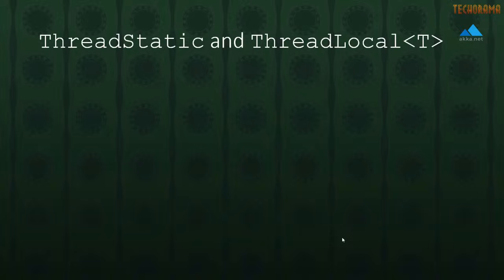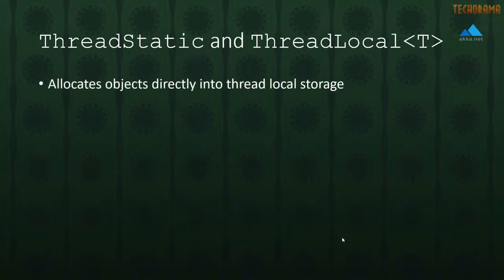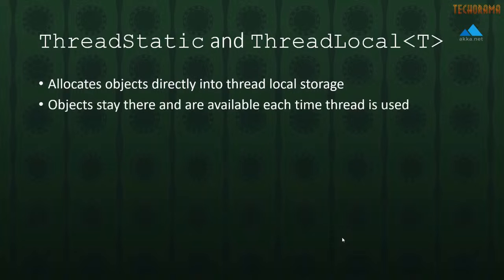The first thing we should talk a little bit about is thread local memory, or thread local storage is probably the common term for that. Thread local storage is a concept where threads get memory that is always associated with them each time they execute. It's dedicated thread local memory where we allocate things like ThreadStatic and thread local objects in C#. Objects stay there and are available each time the thread is scheduled to run.